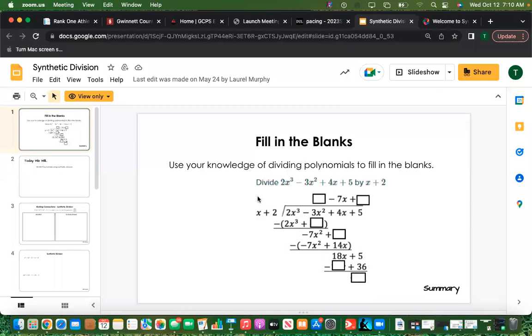Okay, so let's go ahead and start talking about it. Yesterday we were talking about long division. So we would say, what times x would give us 2x to the third? So what should go in this box?